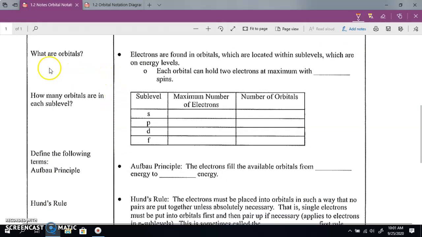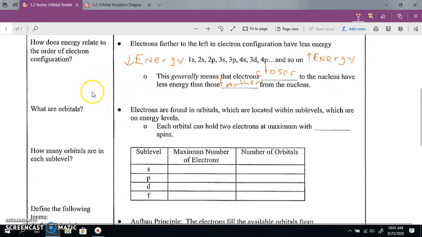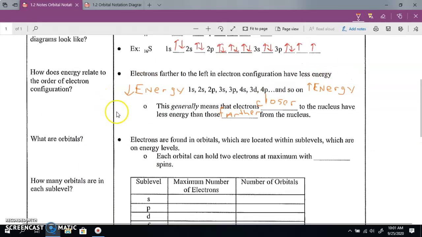Okay, so now we ask the question, what are orbitals? After all, this is called an orbital notation diagram. So electrons, which are the arrows, are found in orbitals. Those orbitals are located in sublevels, which are on energy levels. We also know that each orbital can hold at most 2 electrons, and those 2 electrons have opposite spin.